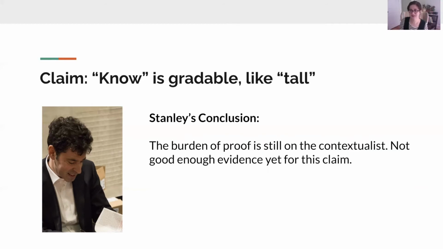Stanley concludes at the end of this particular part of his argument that the burden of proof is still on the contextualist, which sounds right. Maybe contextualism is true, but they need to provide better evidence for why "know" is supposed to be a gradable word, like "tall." There's just not good enough evidence yet. We need more robust examples. We need an analysis that explains why we get cases like these.